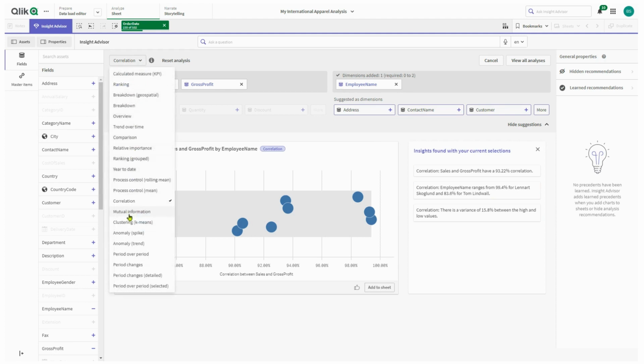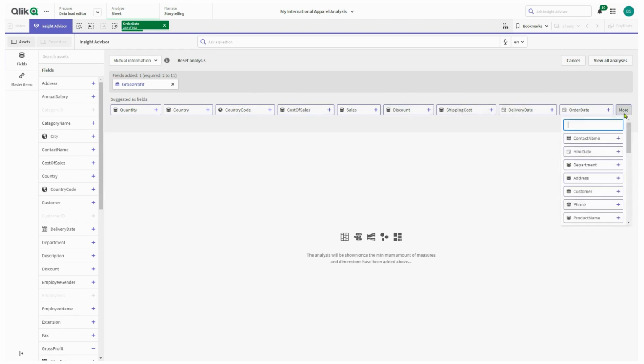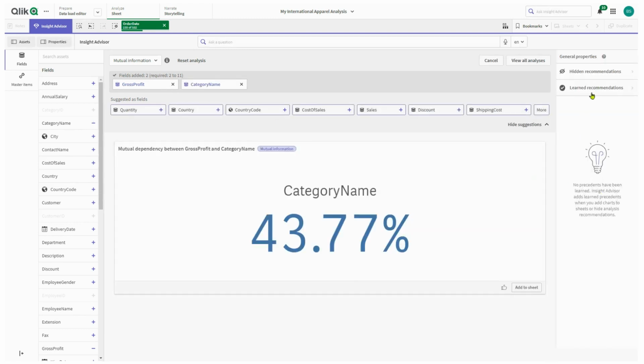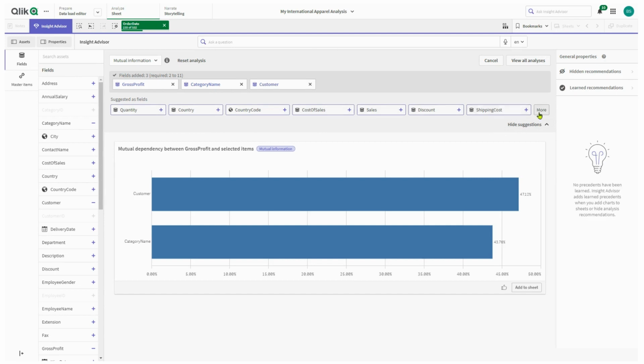Okay, we're doing mutual information. So this is identifying the dependency between the various items inside the analysis. And so we're going to do quite a few of these on the way through. And we'll start with the category name. Not a huge amount of dependency there. We're looking for a higher number. And we'll pick on the customer. And again, it's around the same amount, around the 40–50% mark.